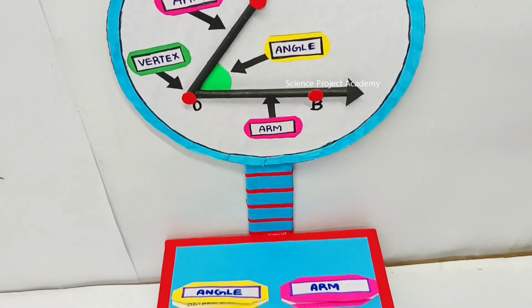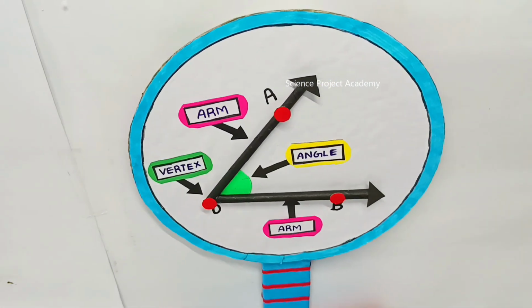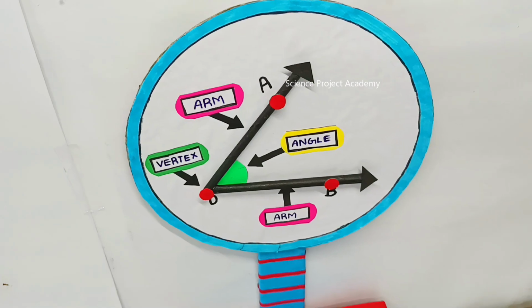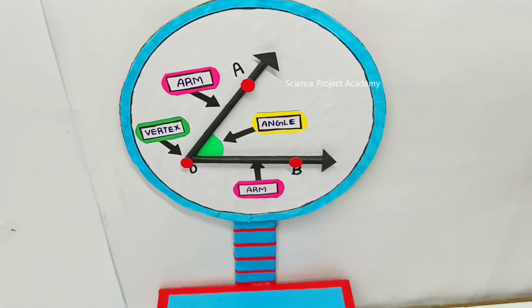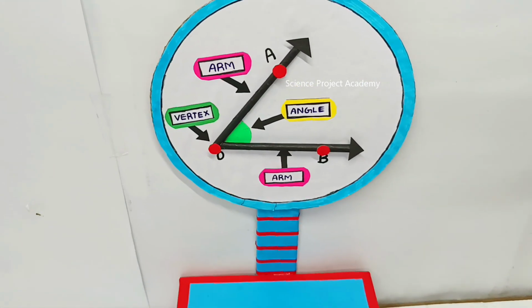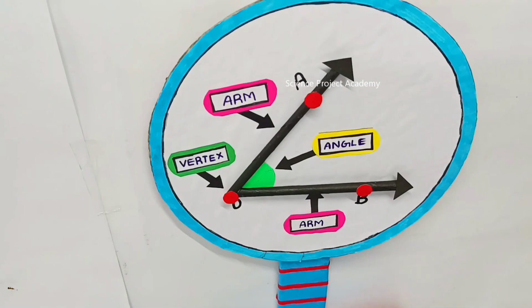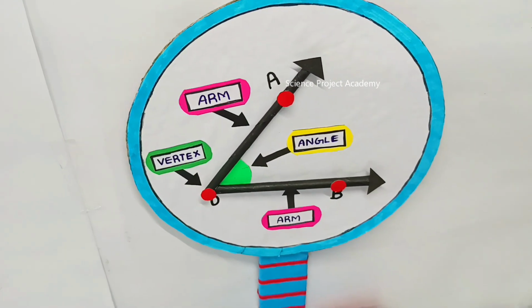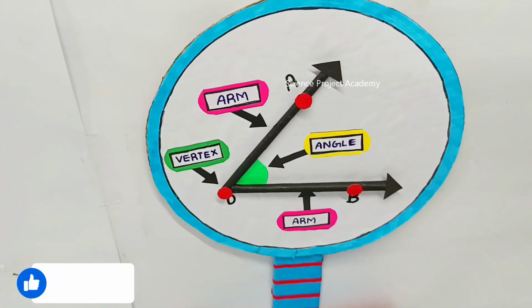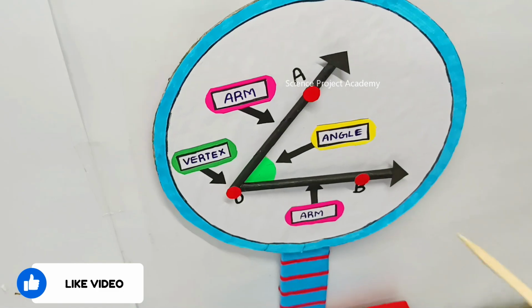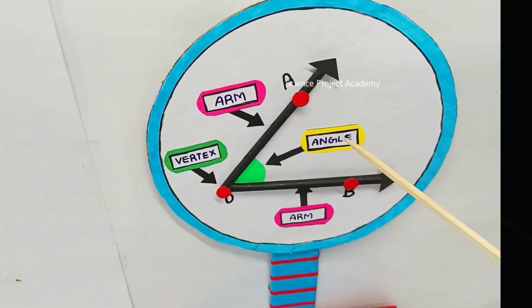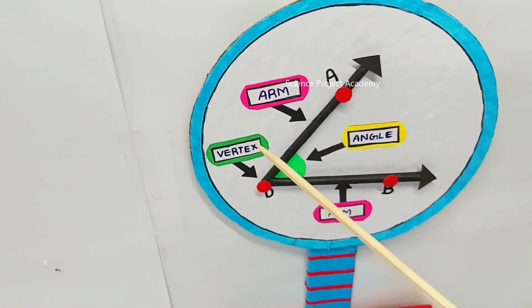So in this video, I will be explaining the parts of angles model. The parts of angles model is nothing but we are going to define what are the parts available in a given angle. In a given angle, we have the angle itself, and we have arm and vertex.